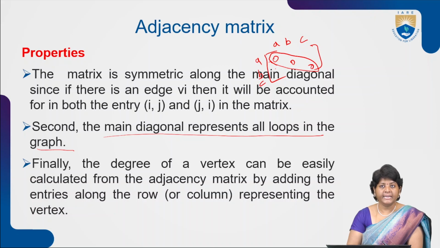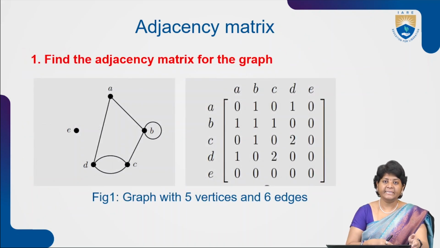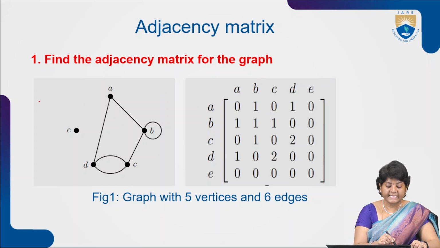Finally, the degree of a vertex can be easily calculated from the adjacency matrix by adding the entries along the row representing the vertex. You can consider row or column. Here we will consider an example and then we will verify the degree also. So this is an example: find the adjacency matrix for the graph. There are 5 vertices given: A, B, C, D, E, and edge connections are indicated through solid lines.